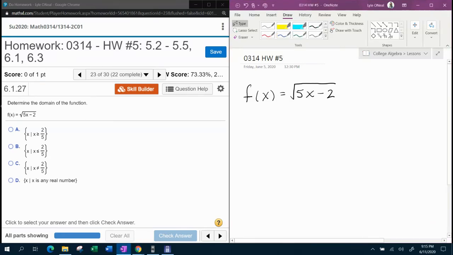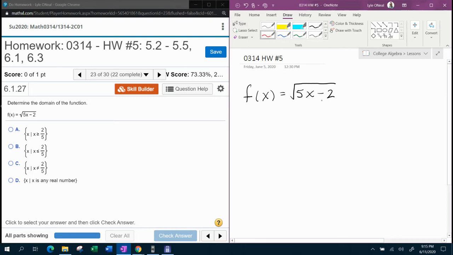All right, here we go. Question number 23 from our 0314 homework number 5 in MyLab Math. And the instructions say determine the domain of the function. So remember that the domain are the values that x can be.